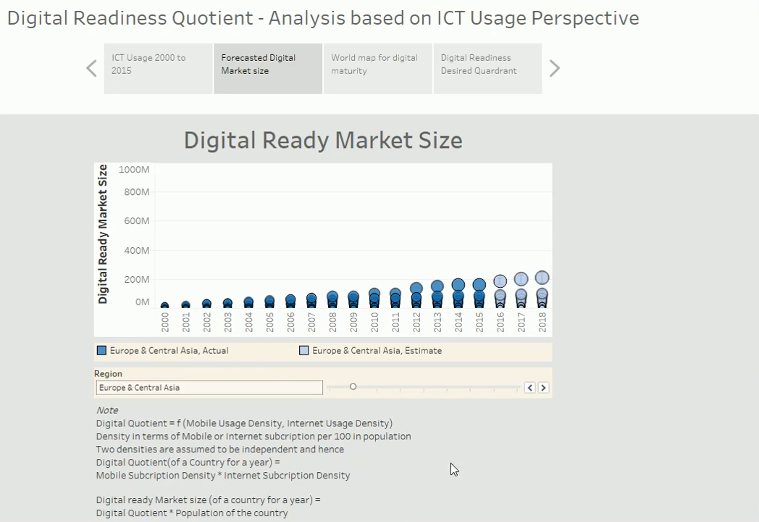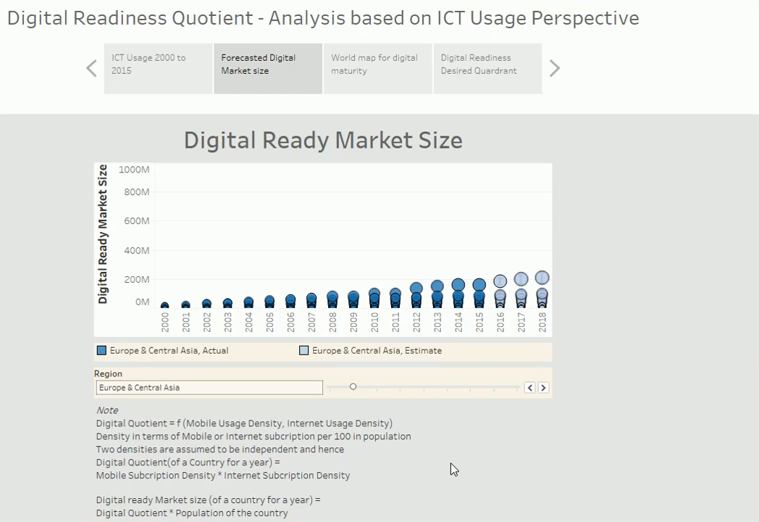Now let us understand the definitions a little better, so that we appreciate what this data is showing. So first is the digital quotient. What I have assumed here is that the digital quotient is a function of the mobile usage density and the internet usage density. And density is defined in terms of the mobile or the internet subscriptions per 100 people in the population. And these two densities are assumed to be independent. So the digital quotient of a country for a year is the mobile subscription density and the internet subscription density, a multiplication of those two.